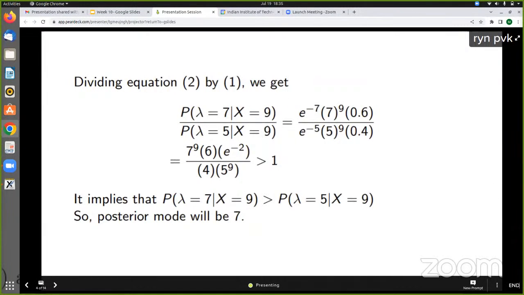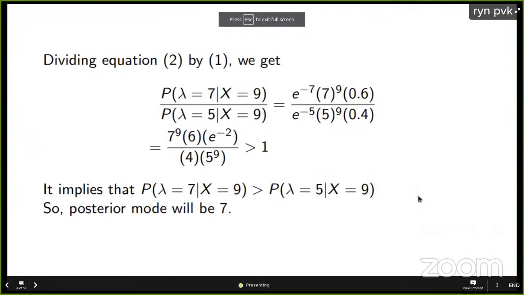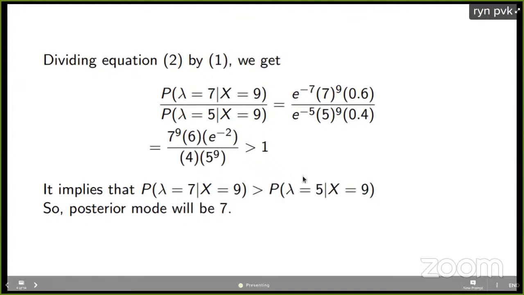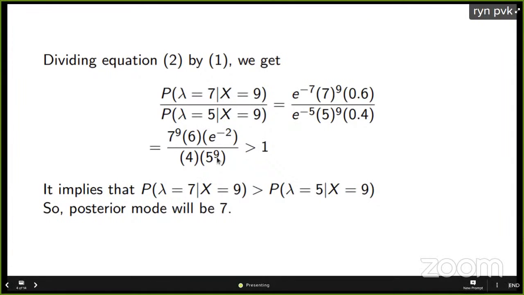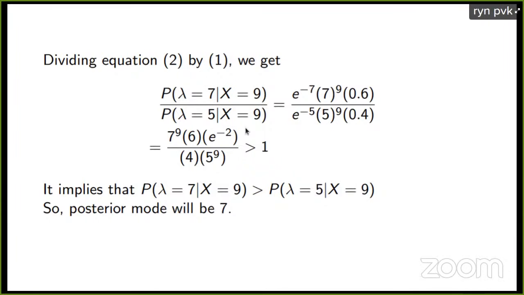Ultimately, what can we infer by getting a ratio greater than one or less than one? Greater than one means what here? This numerator is greater than the denominator, right? And what is the numerator here? The numerator is the probability that lambda equal to 7 given that x equal to 9, and this is greater than the probability that lambda is equal to 5 given that x is equal to 9. That is what we found. We can understand by saying that the ratio is greater than 1.